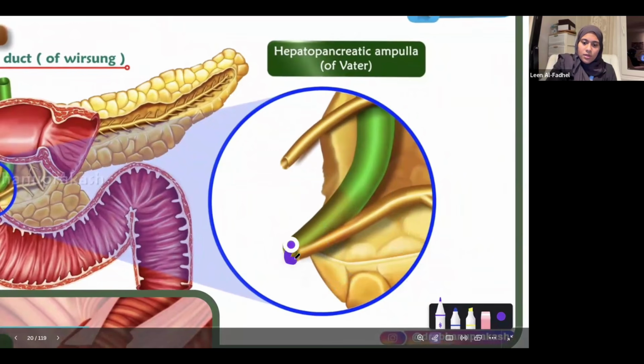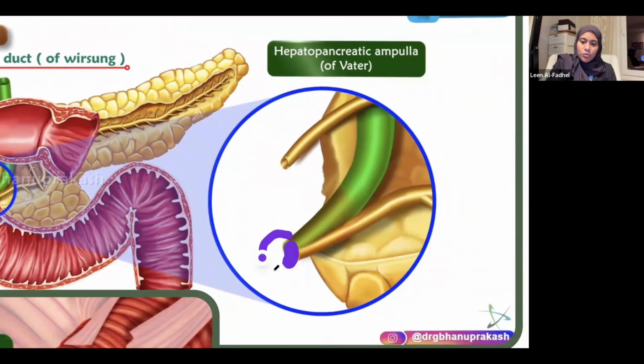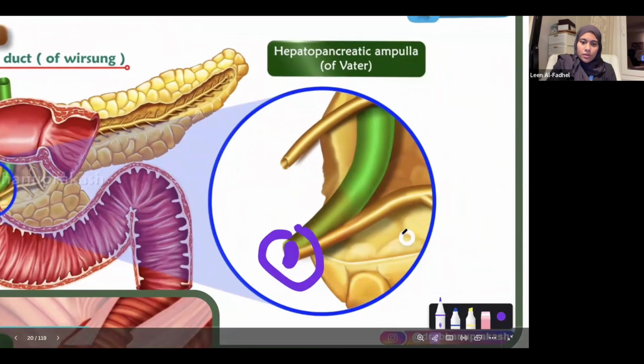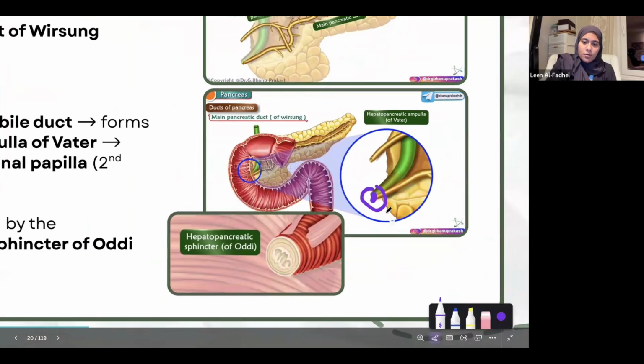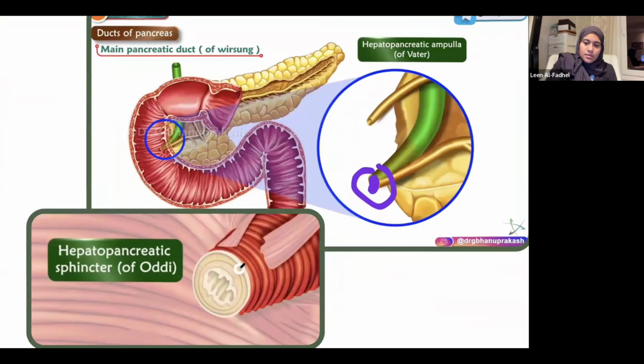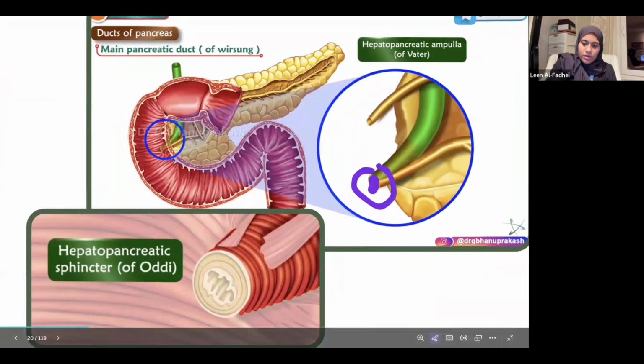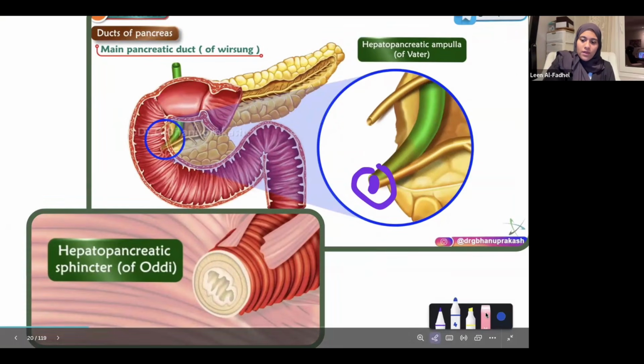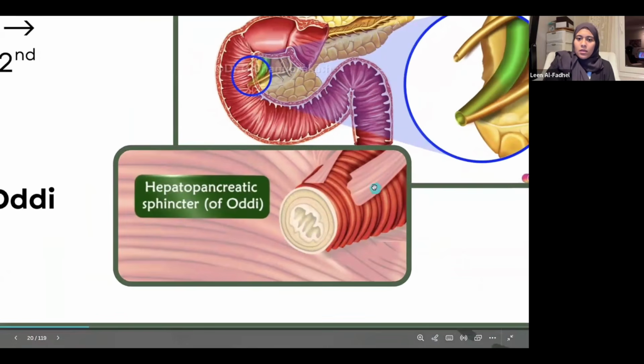The hole itself is called the ampulla of Vater. Where does it open to? Into this structure right here called the major duodenal papilla. Okay? Now we have a canal, right? So we have somewhere to dump all the digestive enzymes to.